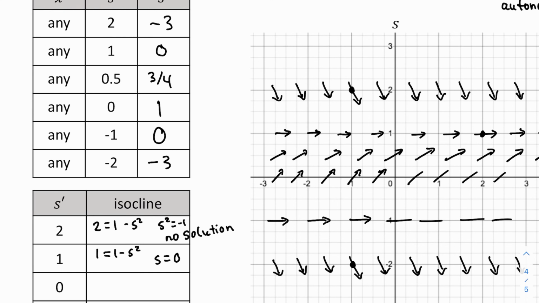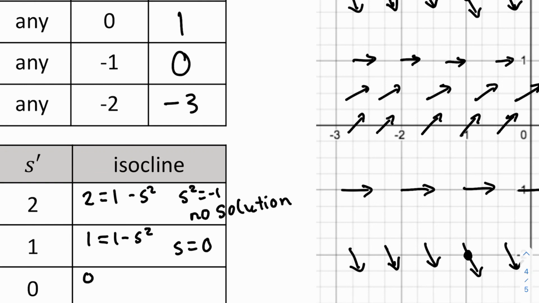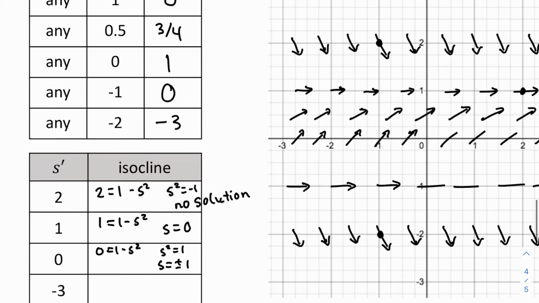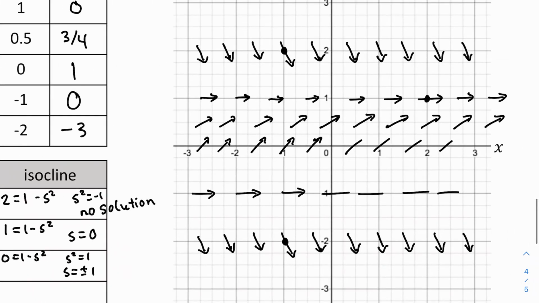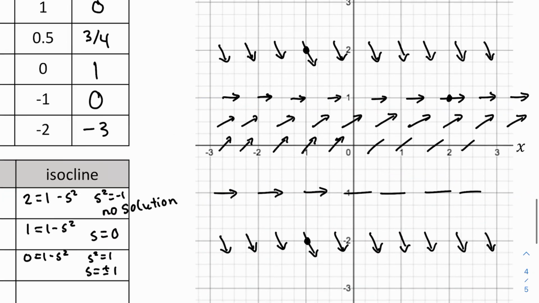Let's do the 0 for s prime. So 0 is equal to 1 minus s squared. Solve for s. s squared has to be 1. So s could be plus or minus 1. So that's two different heights. And we found that. When s is 1, the slopes were 0. When s was negative 1, the slopes were 0.